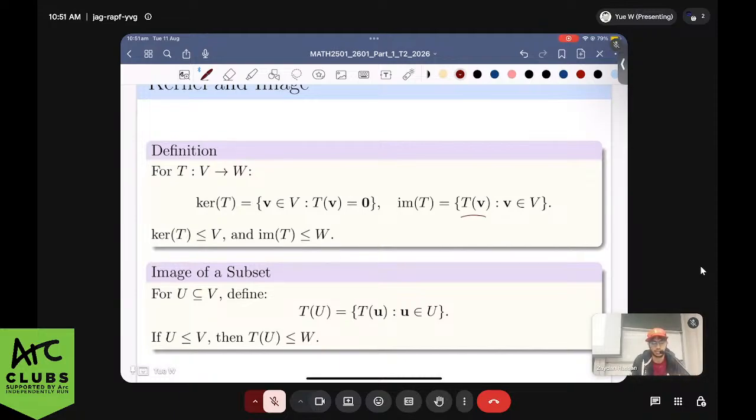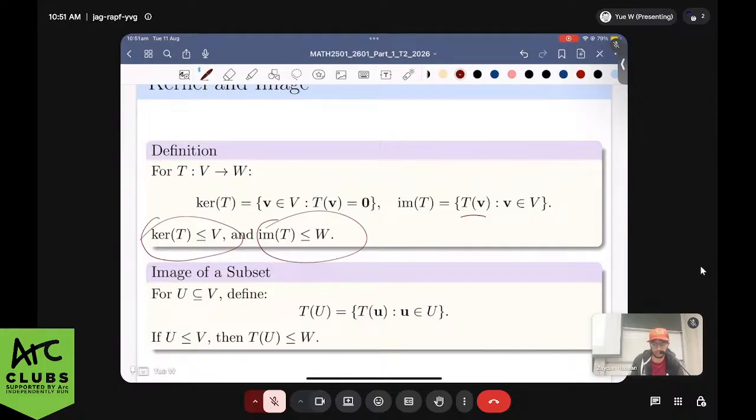Now, since the outputs are contained in the codomain W, the image of T is a subspace of W. The kernel of T is a subspace of V, because the kernel is the set of all inputs such that this happens. It's going to be in the input space V. So just keep that in mind.